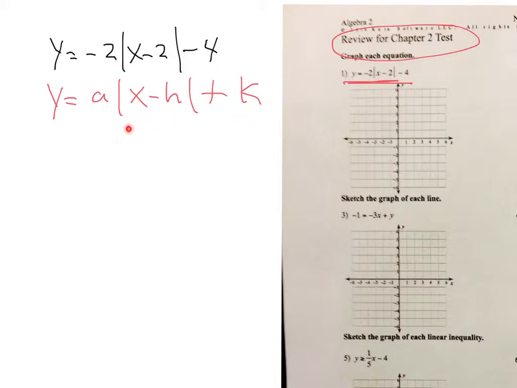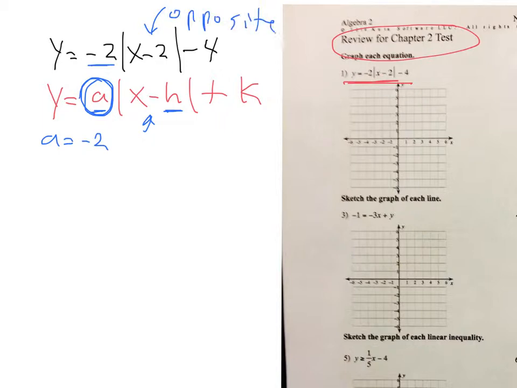The reason I did this is because I want to find out the value of a, which is always whatever's in front of the absolute value. For our problem, a is equal to -2. The h is whatever's inside the absolute value with the x, and it will always be the opposite sign of whatever you have in there. So, my h, I have x minus 2, therefore my h is positive 2.